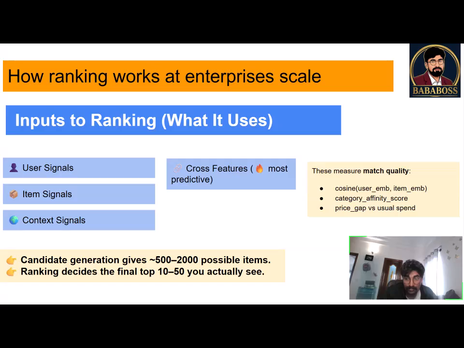Contextual means, like, today is a festival day and the user comes on this festival day and wants to search for something related to the festival. That is context. What is the age, what is the interest.